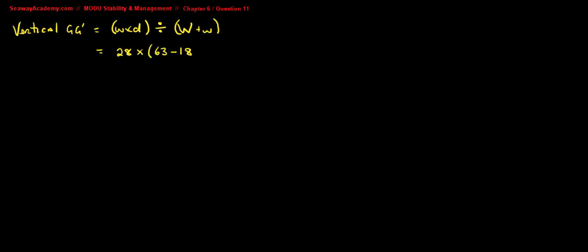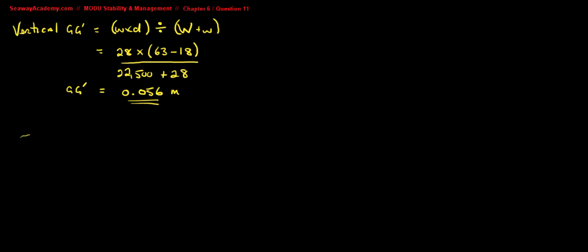You're going to divide this by the displacement, which is 22,500, plus the weight of 28. And this is going to give you a vertical movement of the center of gravity, or G to G1, of 0.056 meters. So now that we've calculated our vertical movement of G, we can calculate our horizontal movement.